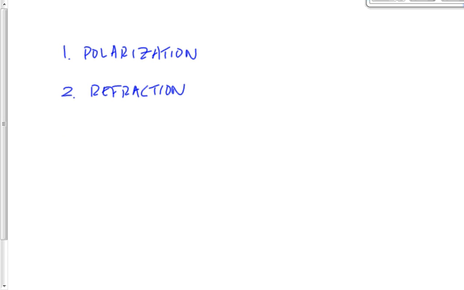Now, these last 2 that we're going to talk about, we briefly talked about that first day, but we're going to talk about them in a lot more detail today. The third one was diffraction. Diffraction, if you remember, is the spreading out of a wave. Much like refraction, at least on the surface, but it's not really changing direction. It's just when it goes through an opening or around a barrier, spreading out.